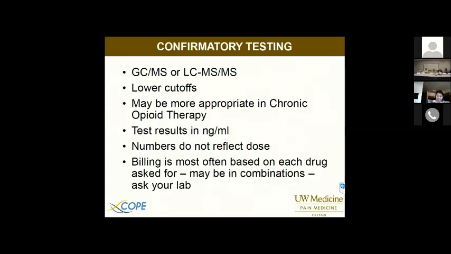There are some pain providers who will say, well, if I have a whole lot of hydromorphone, that means the hydromorphone is probably the parent drug and not the metabolite. But there are a lot of metabolic factors that we don't understand that go into that, and our toxicologist doesn't look at that. They may comment on it, but it's very difficult to drive clinical care by the numbers that you see, that is how many nanograms per ml. And billing is often based on each drug, but some drugs are allowed by the Center for Medicare and Medicaid to be in combinations, so you should ask your lab what combinations of drugs go with the test.